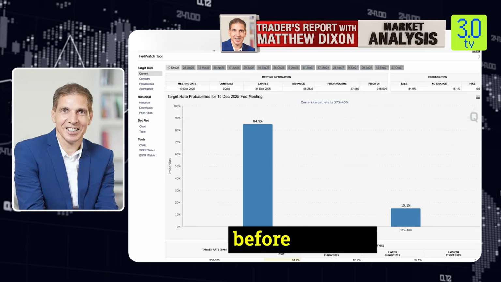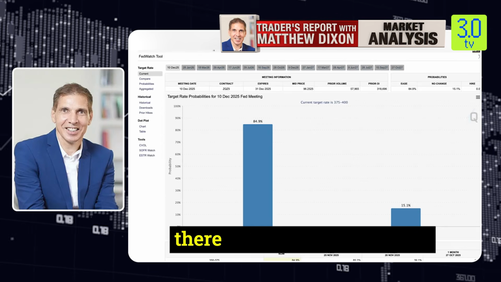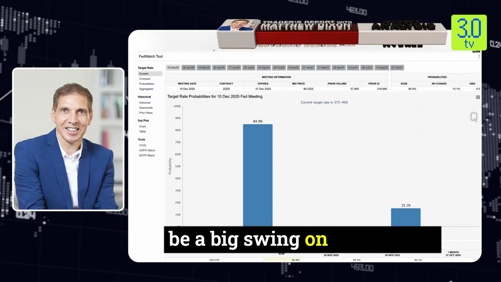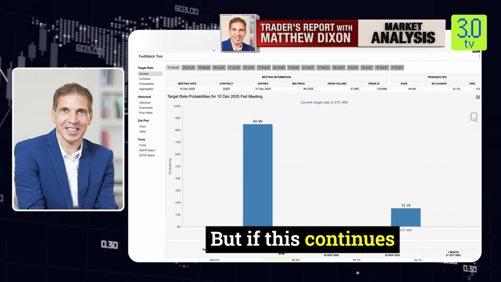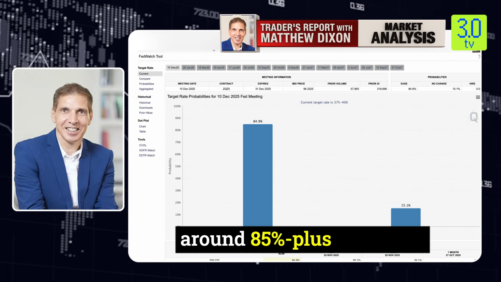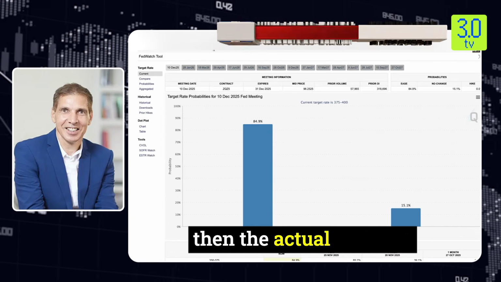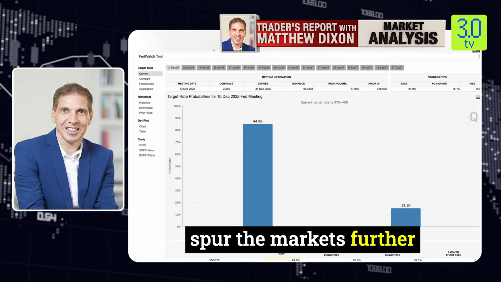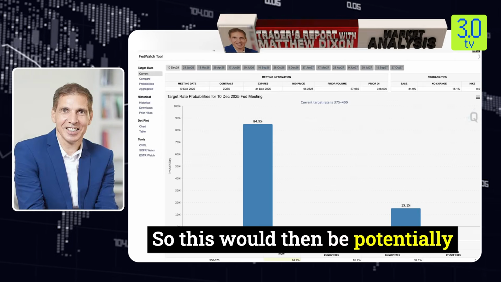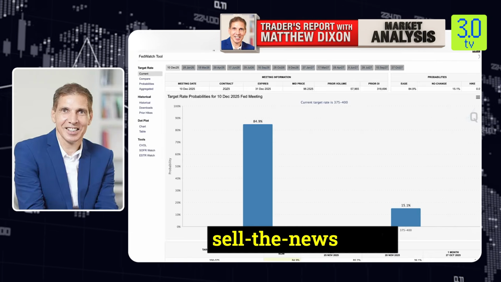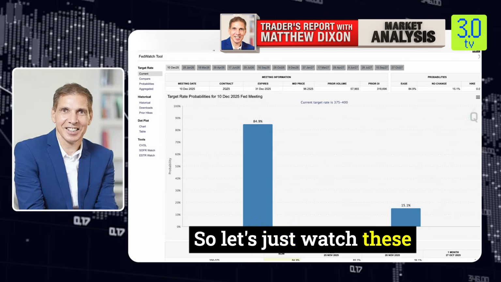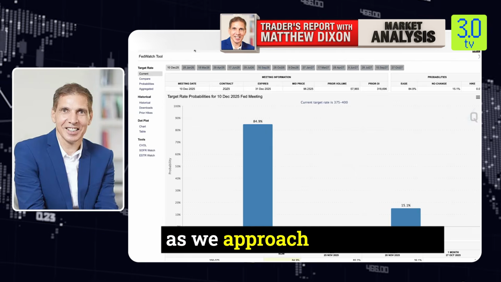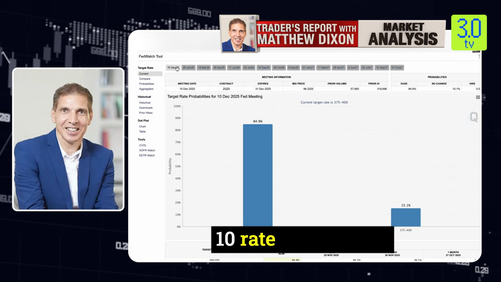That's before, when it was around 50%, there was potentially going to be a big swing on the interest rate decision. But if this continues around an 85% plus chance of a cut, then the actual decision won't be any surprise, so it won't actually spur the markets further. So this would then potentially be a buy the rumor, sell the news event. So let's just watch these expectations carefully as we approach the December 10 rate cut meeting.